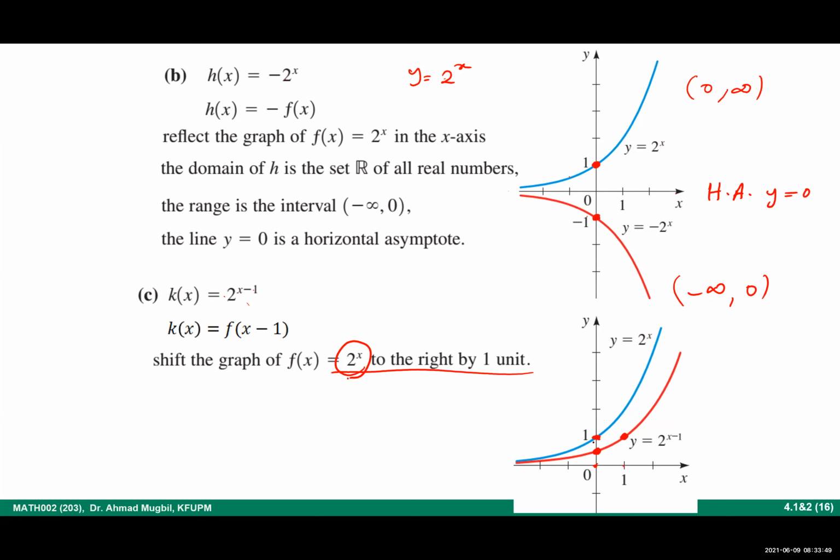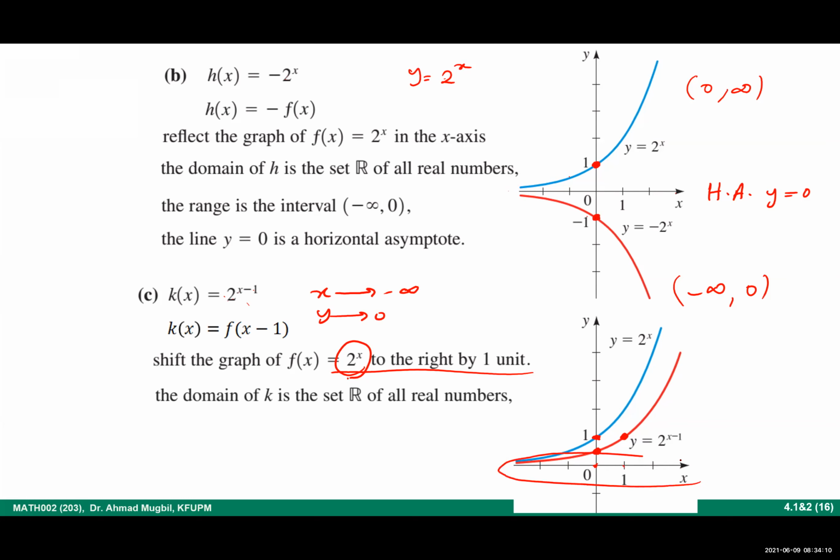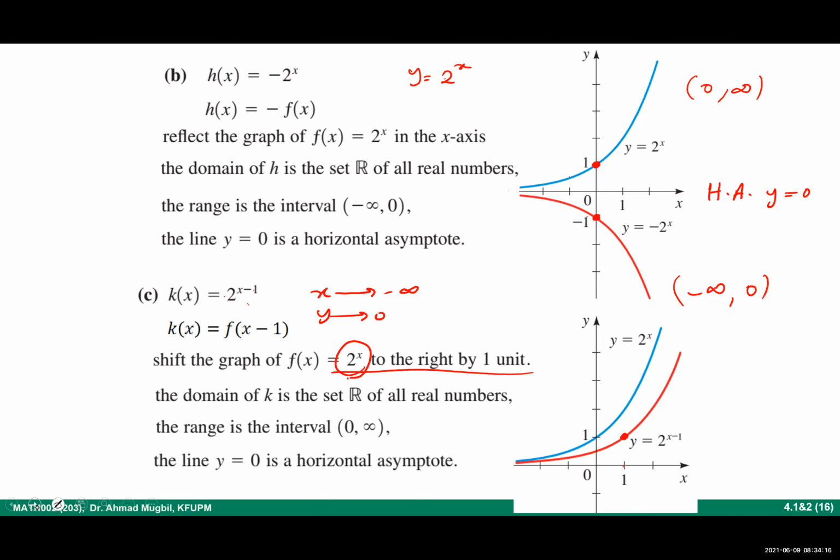But we still have, shabab, when x goes to negative infinity, y goes to 0. Check that. Because of that, we still have the same horizontal asymptote. The horizontal asymptote, shabab, will not be changed unless we have a vertical shift. If there is a vertical shift, it will be changed. Otherwise, it will stay the same. You can see clearly that the domain is the same, the range is still the same, and everything is the same as 2 to the power x.